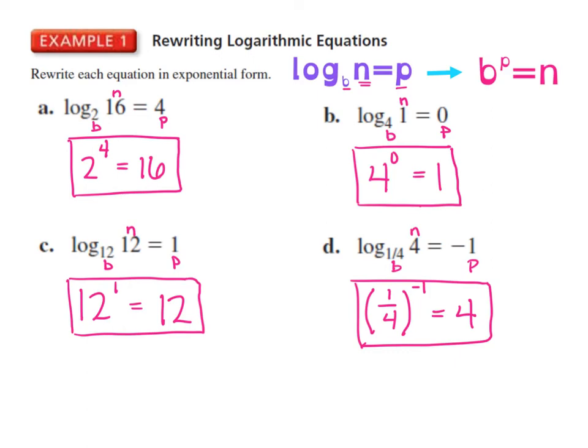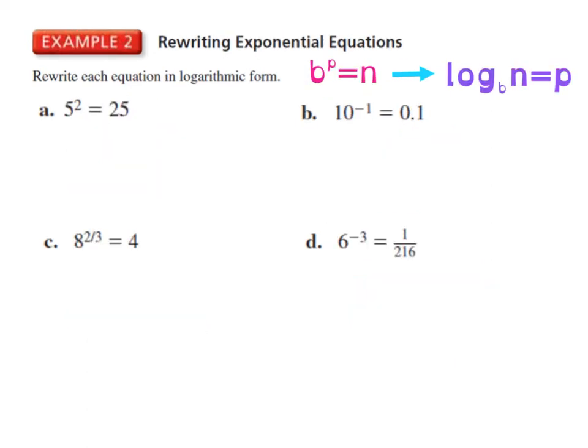And what if we want to convert in the opposite direction? So how do I convert from exponential form into logarithmic form? 5 squared equals 25. I have a base, a power, and a number again. So log base 5 of 25 equals the power, which is 2.